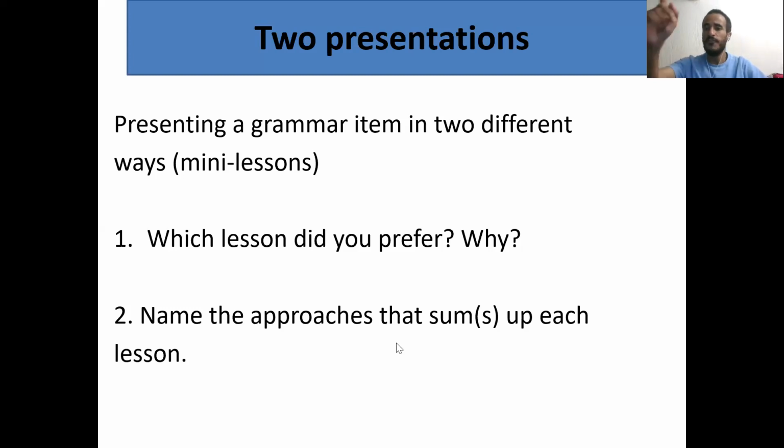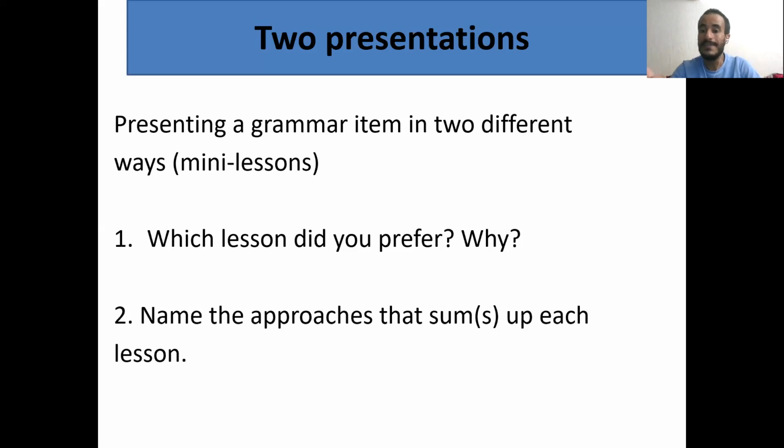Name the approaches. For number 1, which approach? Which grammar approach? Number 1. Yes. Grammar translation method. Deductive. Okay. Deductive. Number 2, what do you think? Inductive or deductive? So let's take just number 1. Number 1. Deductive. Good. So here the approach is the grammar translation method, for example. Yeah, it's deductive.